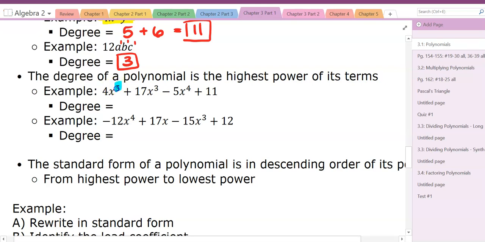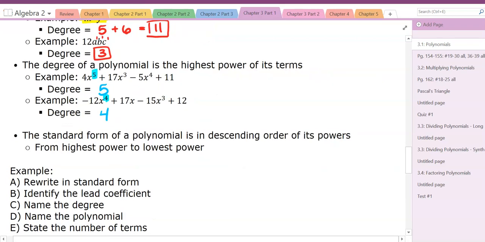So if you look at this first term, do you guys see how it has a 5? That's the biggest exponent on that problem. So the degree of this whole thing is going to be 5. So for that next example, what's the degree going to be? Good, 4, because x to the fourth, that's the biggest exponent that we see there. The other ones have a 1 and a 3. Okay, 4 is bigger than 1 and bigger than 3.